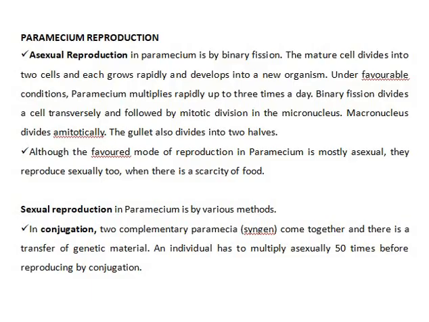Although the favored mode of reproduction in Paramecium is mostly asexual, they reproduce sexually too when there is a scarcity of food material. Sexual reproduction in Paramecium occurs by various methods. In conjugation, two complementary Paramecia of syngens come together. There is a transfer of genetic material. An individual has to multiply asexually 50 times before reproducing by conjugation.